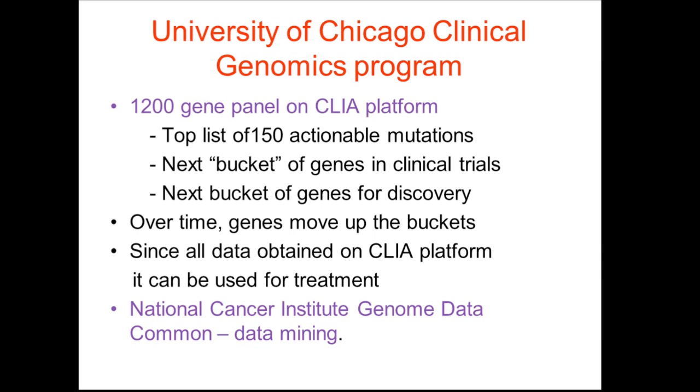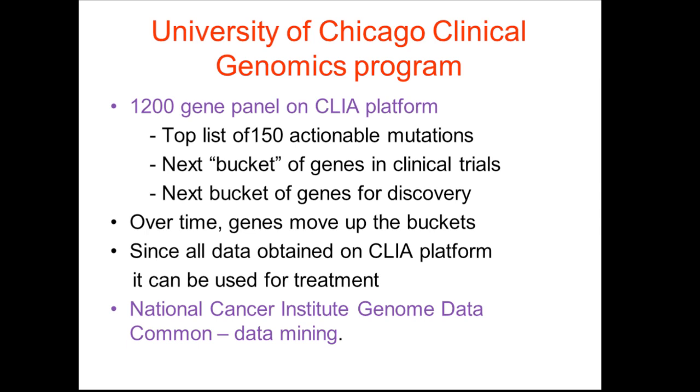So what should we be doing? I'll tell you what we are doing. We have a 1,200 gene panel on a CLIA platform. Every cancer that is operated upon at University of Chicago, and every FNA, and every cytology smear which has at least 5,000 cells, is interrogated for mutations in these 1,200 genes.